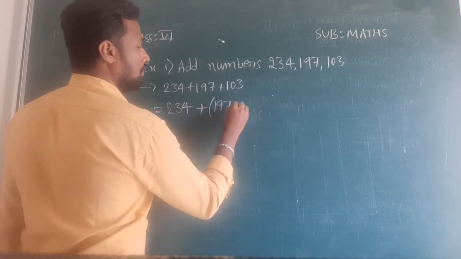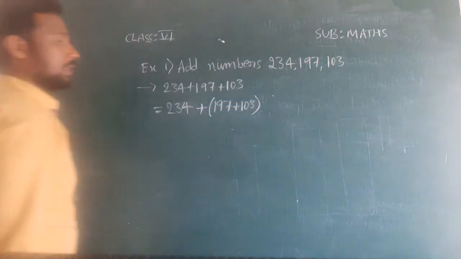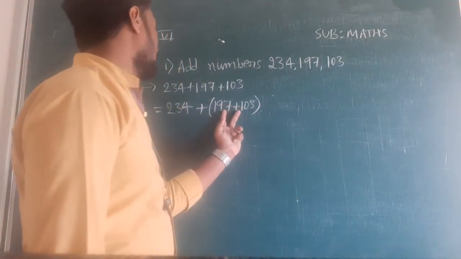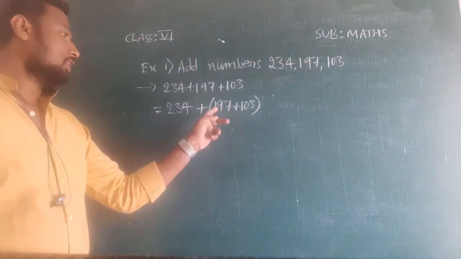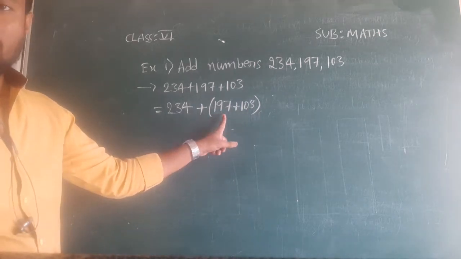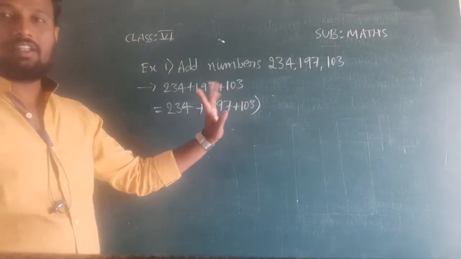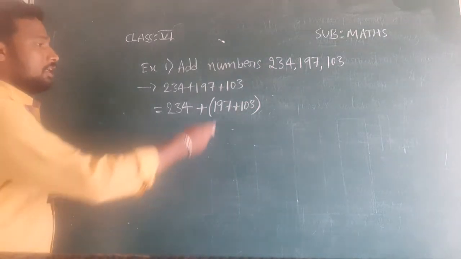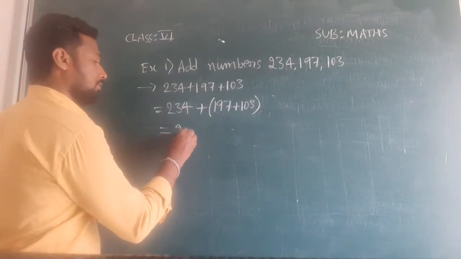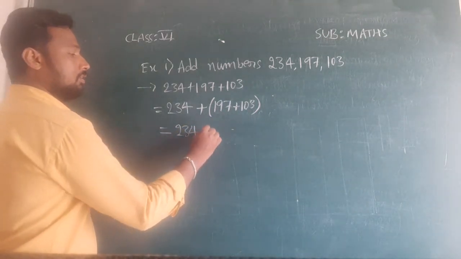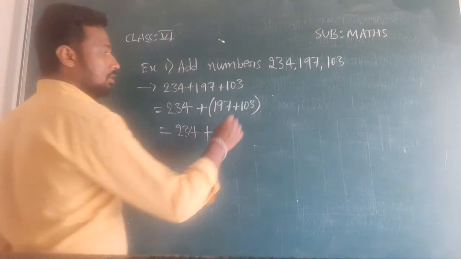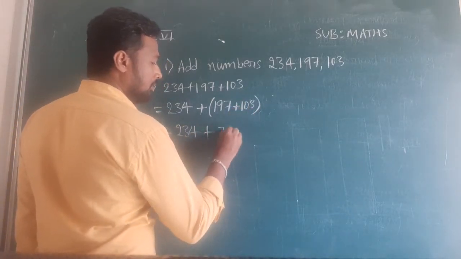197 plus 103. I will use brackets because you can see here 197, 103. You can add these two numbers very easily because here you can see if you take this 3 and if you add with 197, this will become 200. 200 plus 100 you can add. Here I applied associative property of whole numbers. So 234 plus here we have to add the values which we have written in bracket. So 197 plus 103 means we will get 300.